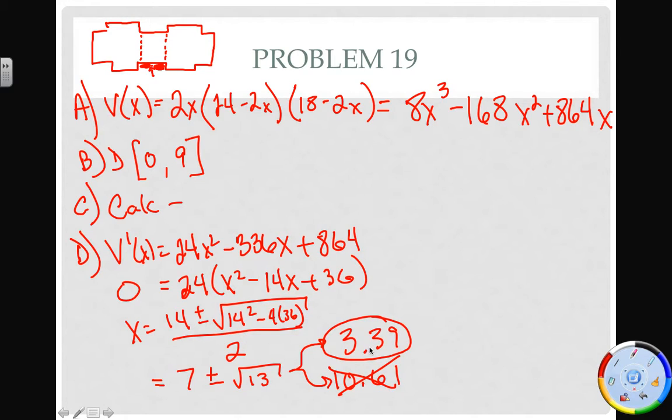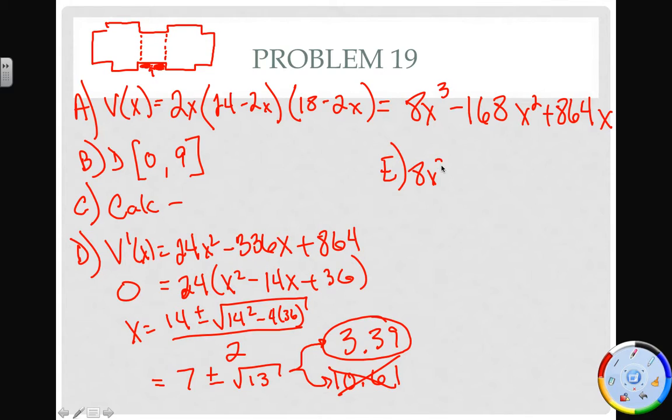All right, and then you can plug in 3.39 into your volume function to figure out what the maximum volume of your suitcase is going to be. All right, and then for question E, I'm going to do a little trickery because I'm going to use some answers that I already have previously. And question E just says find the volume where it's equal to 1120.